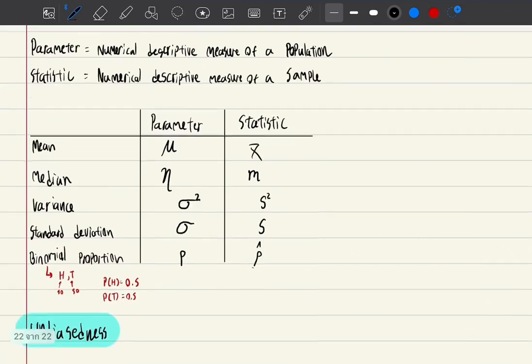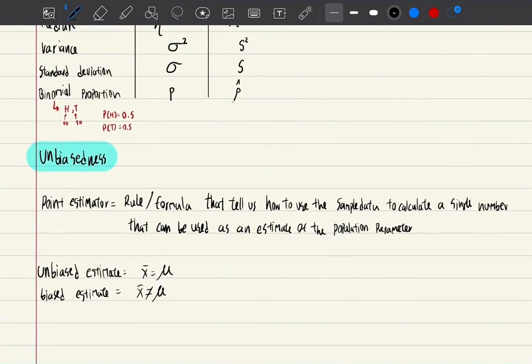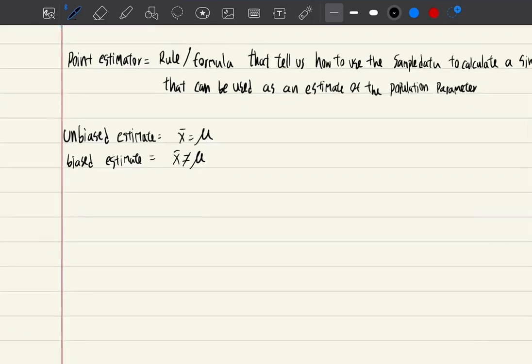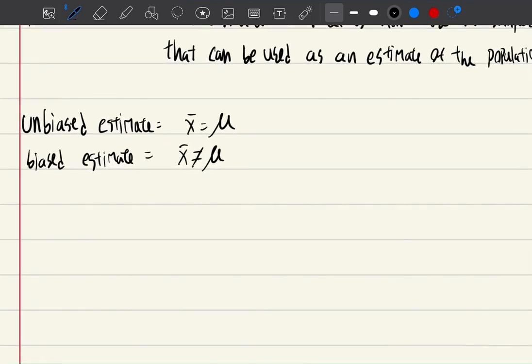The next part is unbiasedness. The point estimator is a rule or a formula that tells us how to use the sample data to calculate a single number that can be used as an estimate of the population parameter. And then unbiased and biased estimates.